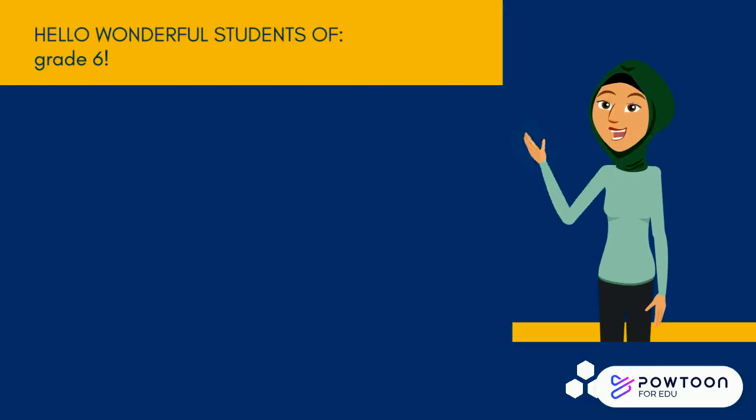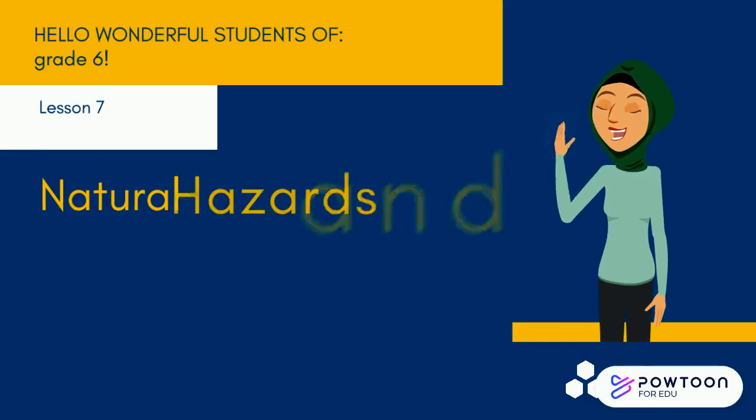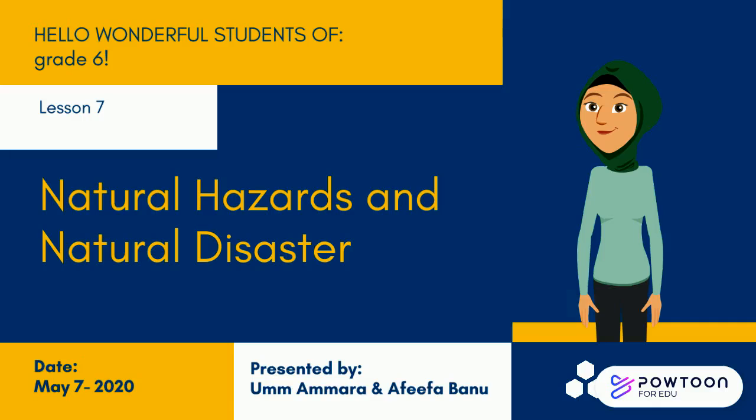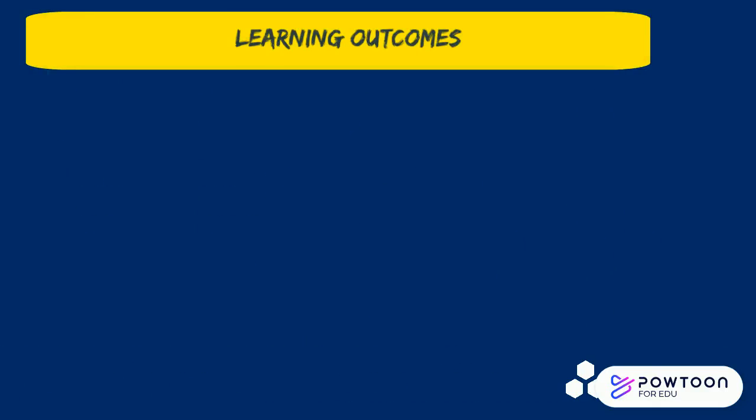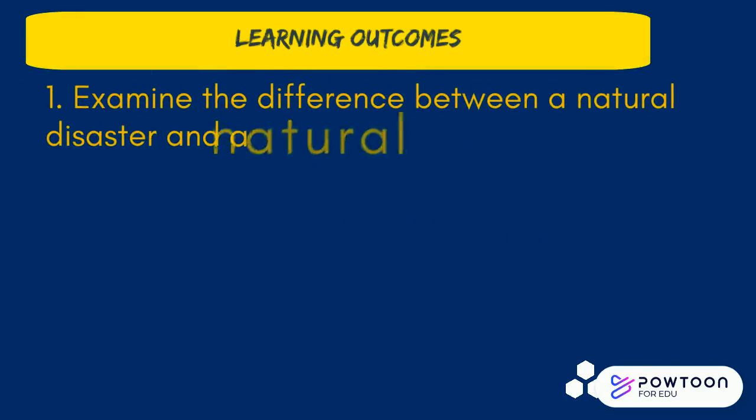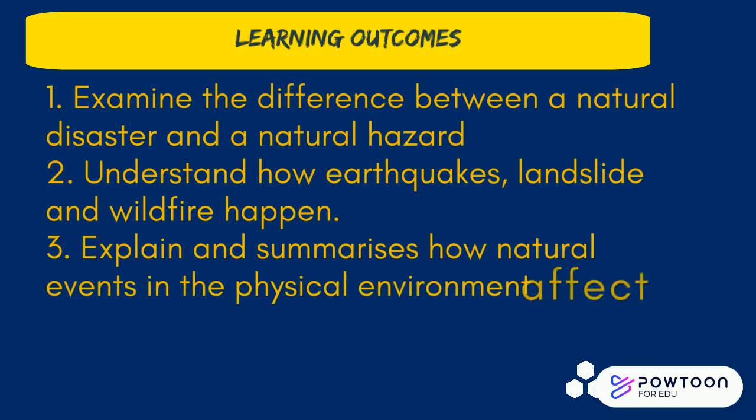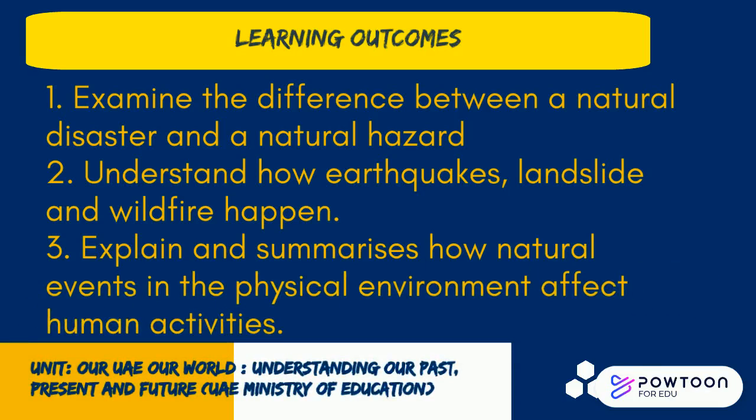Today, we're going to do our lesson number 7, which is about natural hazards and natural disasters. Learning outcomes. Examine the difference between a natural disaster and a natural hazard. Understand how earthquakes, landslides, and wildfires happen. Explain and summarize how natural events in the physical environment affect human activities.